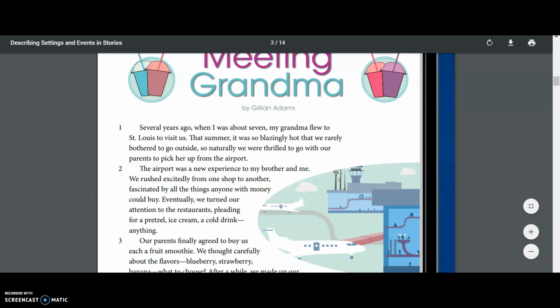I'm actually going to do the first read through where we're just trying to figure out what happens in the story. And then on your own, you're going to be reading back through trying to find those specific details about the setting and the events. So let's first look at the title. It is called Meeting Grandma.